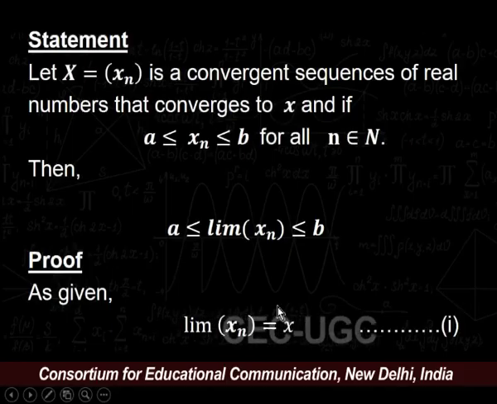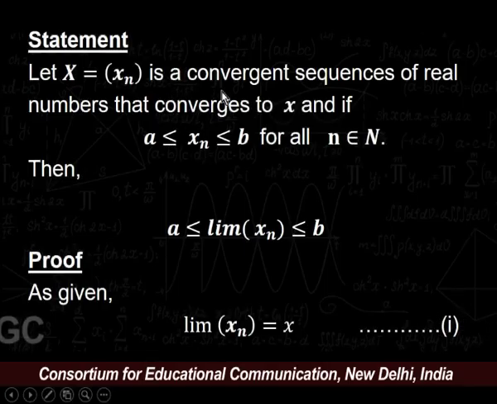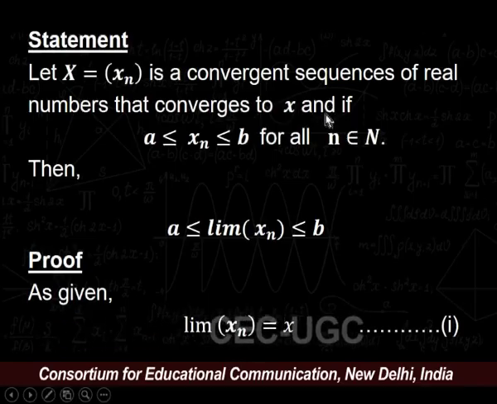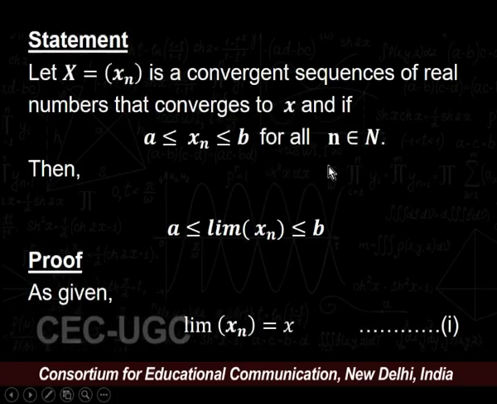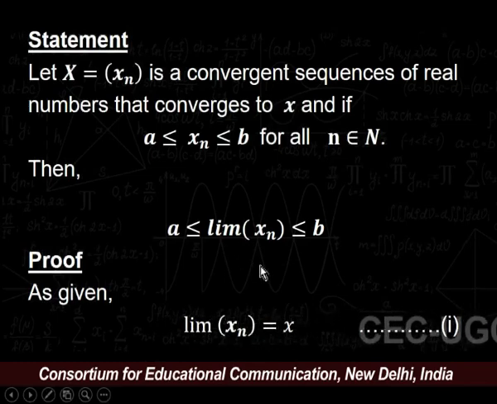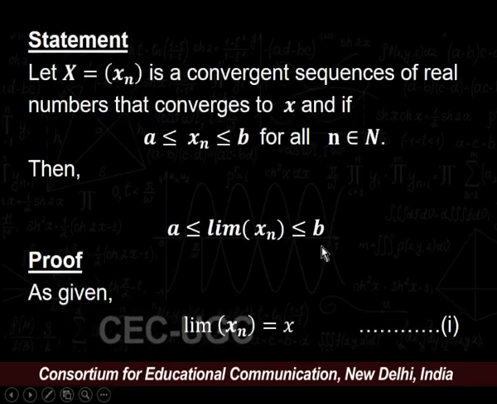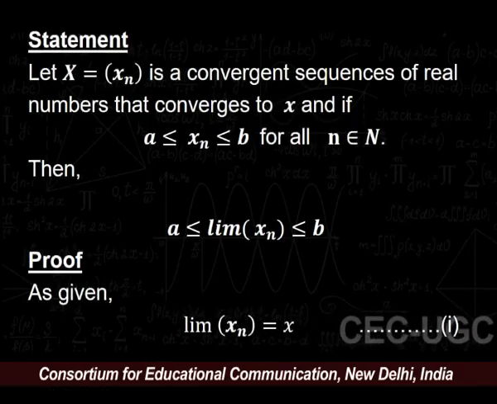Now, moving towards the next result: let X = (xn) be a convergent sequence of real numbers that converges to x, and if a is less than or equal to xn and xn is less than or equal to b for all n belonging to the natural numbers, then we have a is less than or equal to limit of xn and limit of xn is less than or equal to b. Let us start with the proof. As given, the sequence is convergent.